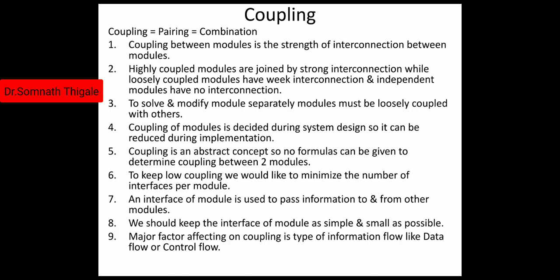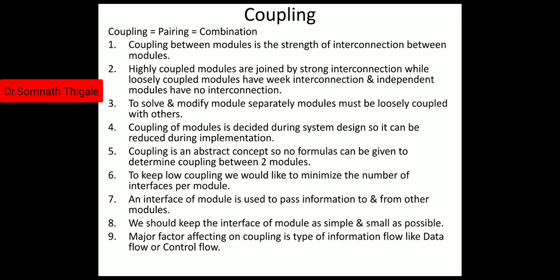What does coupling mean? Coupling, dictionary meaning, is a pairing, nothing but combination. So coupling between modules is the strength of interconnection between the modules. Highly coupled modules are joined by strong interconnections, while loosely coupled modules have weak interconnections, and independent modules have no interconnections. So coupling means just a kind of pairing.